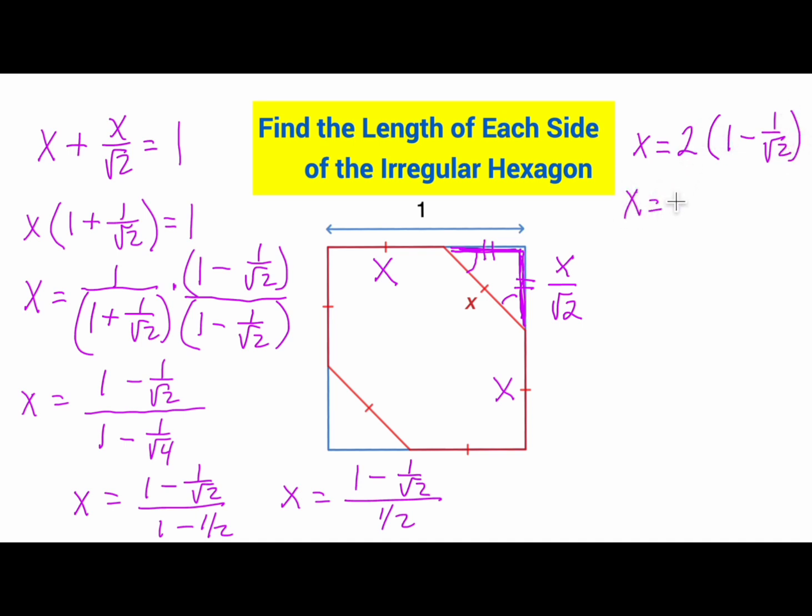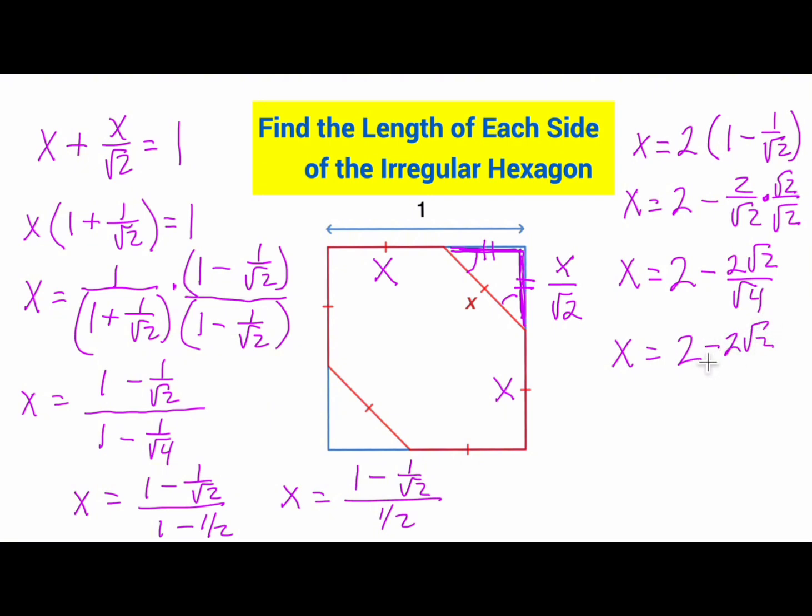X is equal to 2 times 1, which is 2. 2 times negative 1 over root 2 is negative 2 over root 2. Again, we have a radical down here, so we're going to rationalize the denominator by multiplying by root 2 over root 2. X is equal to 2 minus 2 root 2 over the square root of 4. X is equal to 2 minus 2 root 2 over 2. These 2's are going to cancel out. X is equal to 2 minus the square root of 2. And that is our final answer.